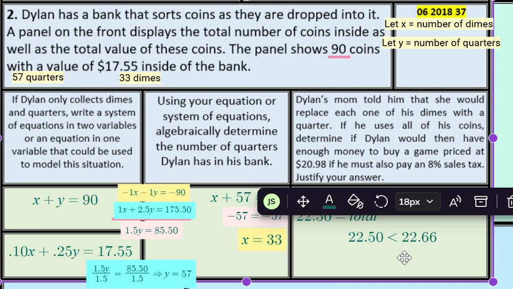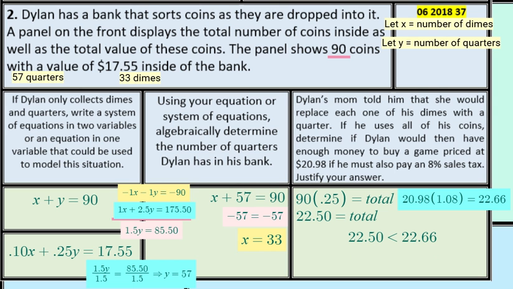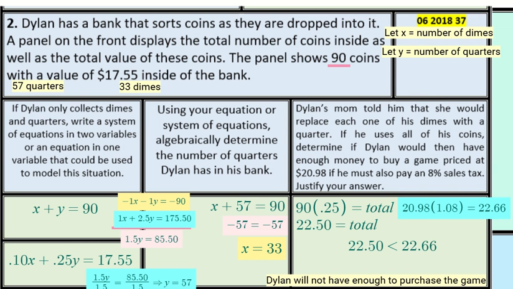Which $22.50 is less than that. So even if mom replaces all those dimes, Dylan will still be short by a little bit. So he does not have enough money to purchase the game. And this would be a full 6 points for question number 2.